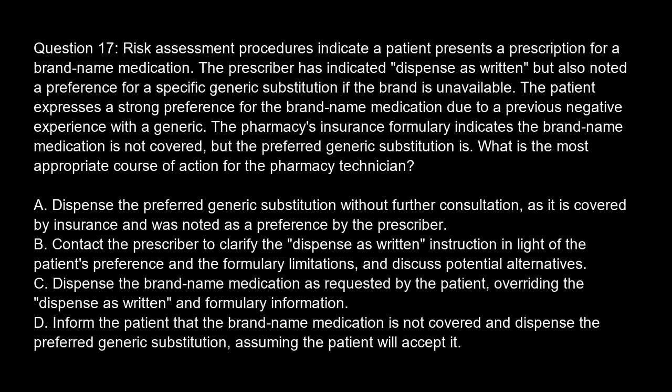Option A. Dispense the preferred generic substitution without further consultation, as it is covered by insurance and was noted as a preference by the prescriber. Option B. Contact the prescriber to clarify the dispense as written instruction in light of the patient's preference and the formulary limitations, and discuss potential alternatives. Option C. Dispense the brand name medication as requested by the patient, overriding the dispense as written and formulary information. Option D. Inform the patient that the brand name medication is not covered and dispense the preferred generic substitution, assuming the patient will accept it.